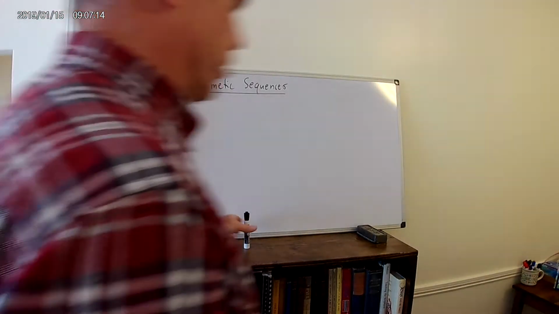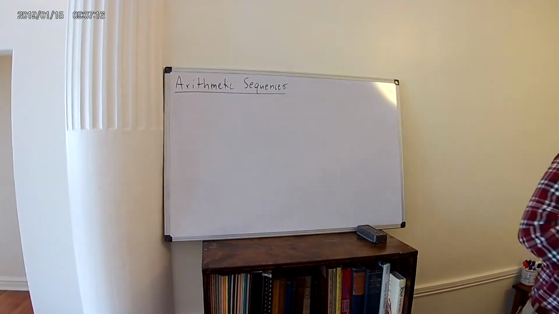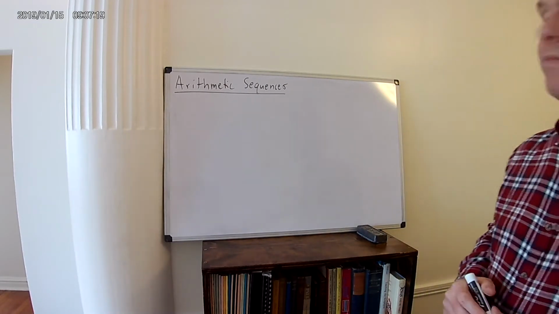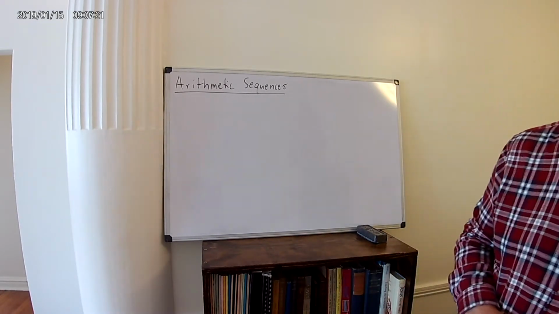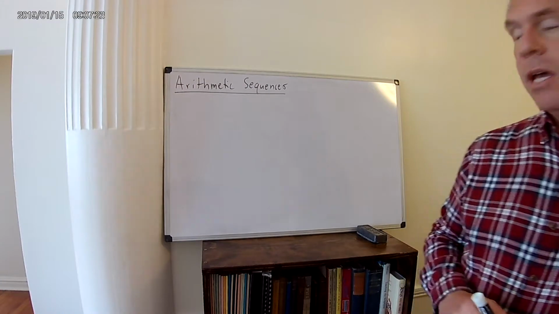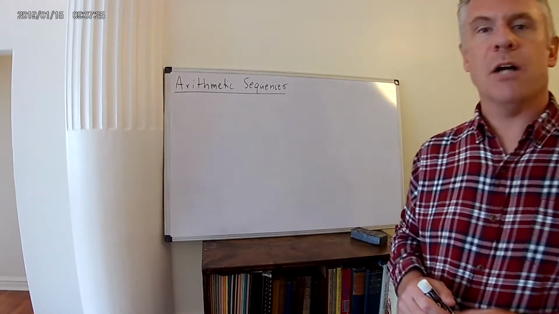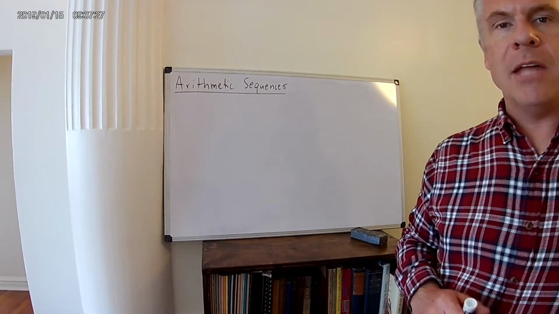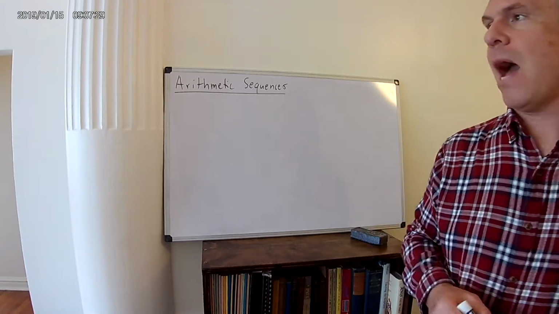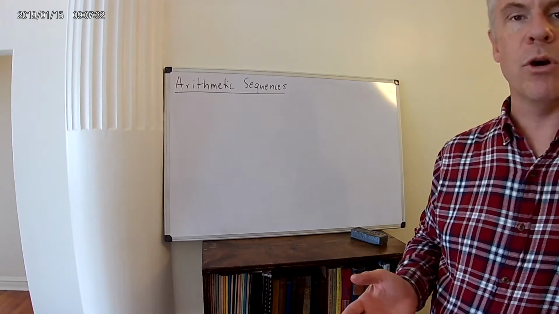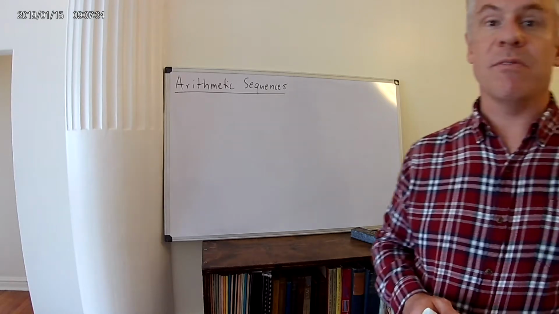Okay, this is a video lecture for Math 110, and the topic today is arithmetic sequences. This video lecture is for Friday, April 10th. If you remember last class, we talked about sequences and series. A sequence is a pattern of numbers that's listed in a prescribed order, and a series is the sum of a sequence.